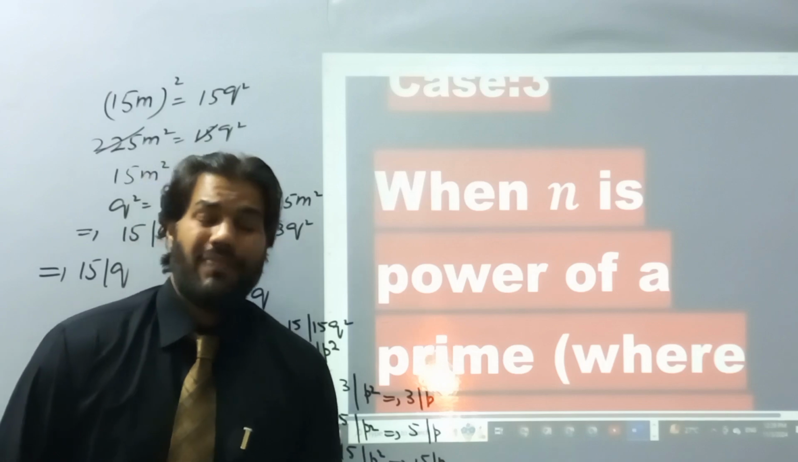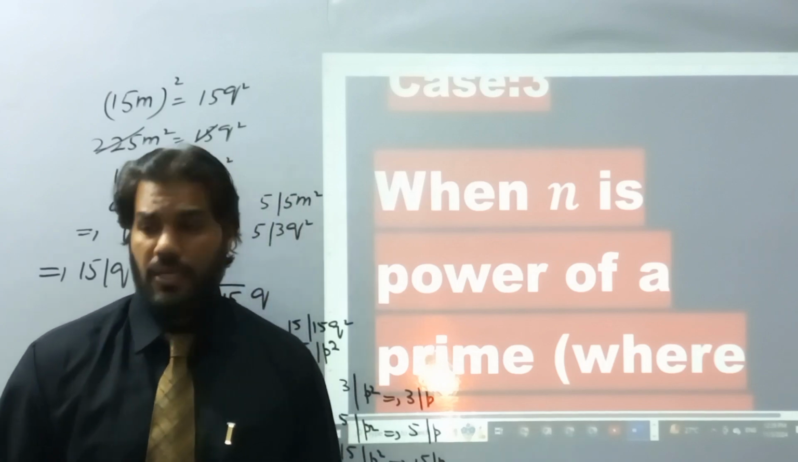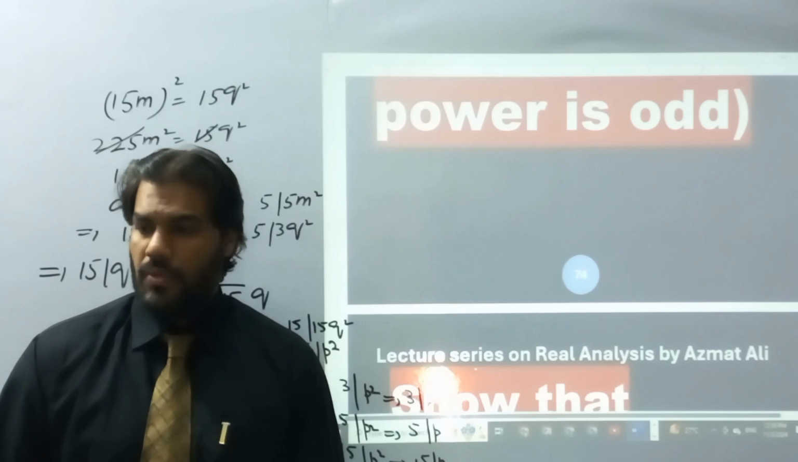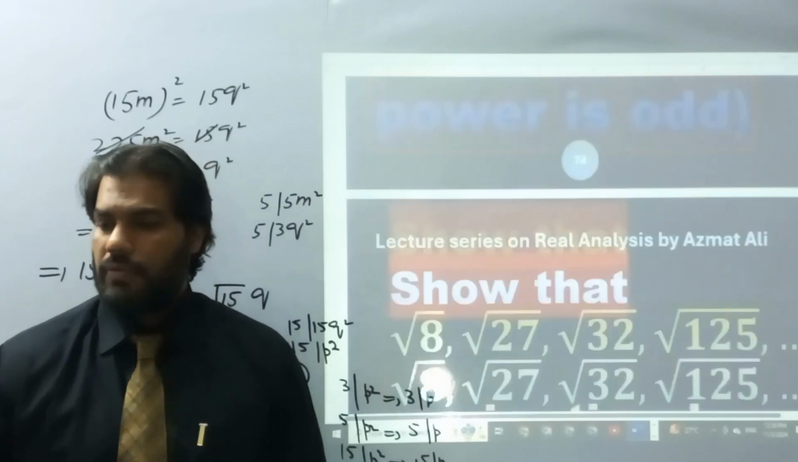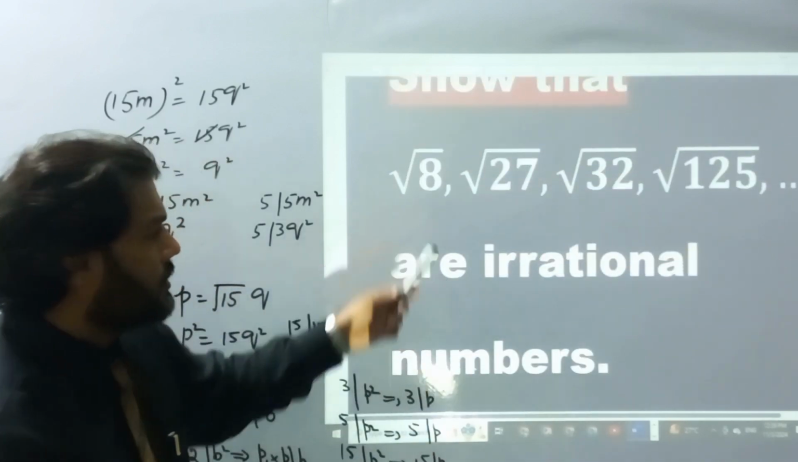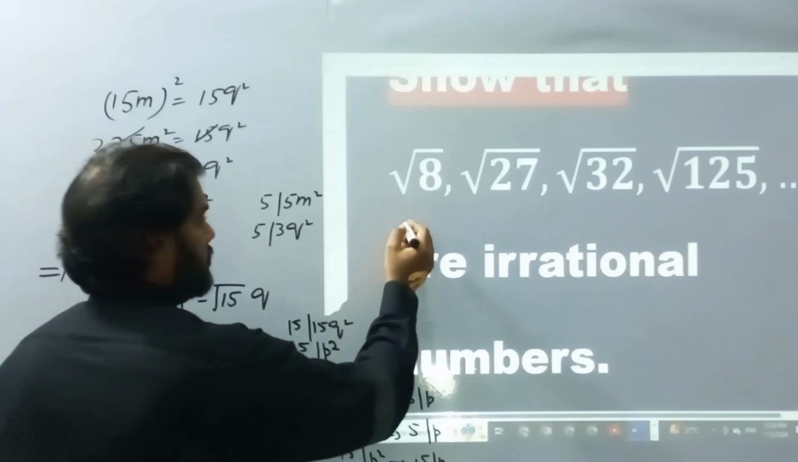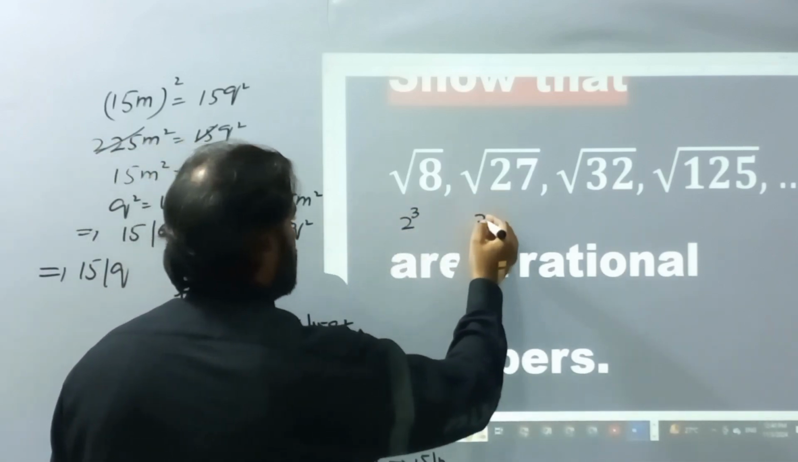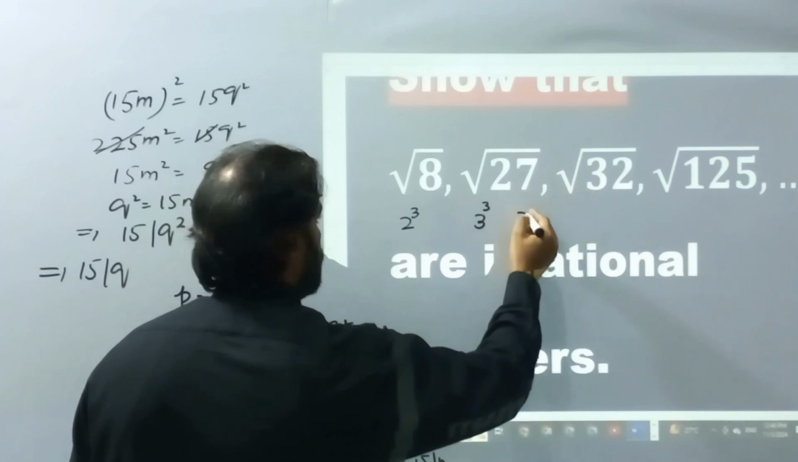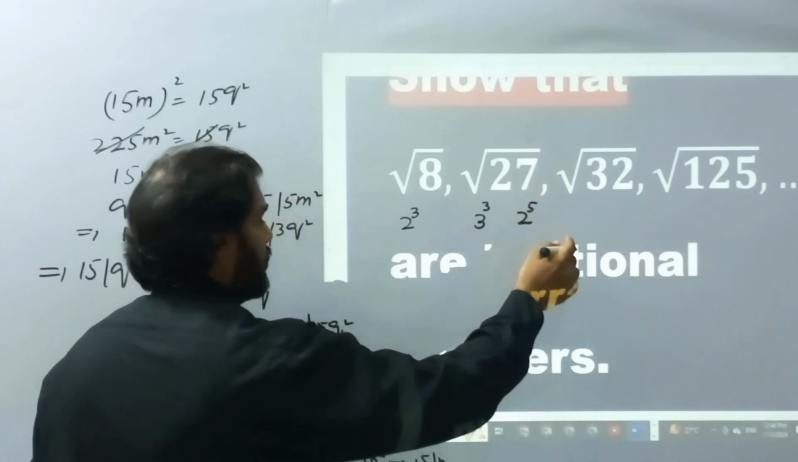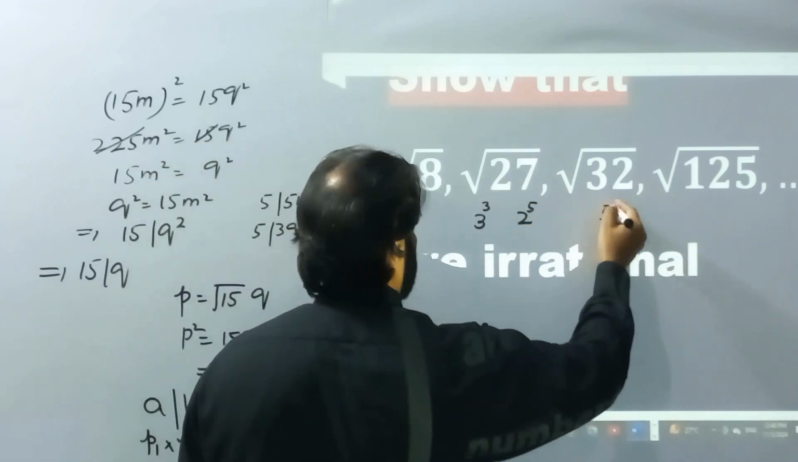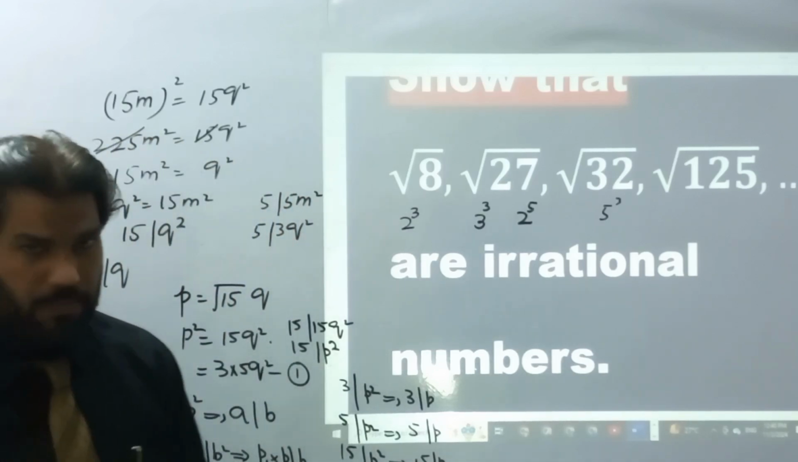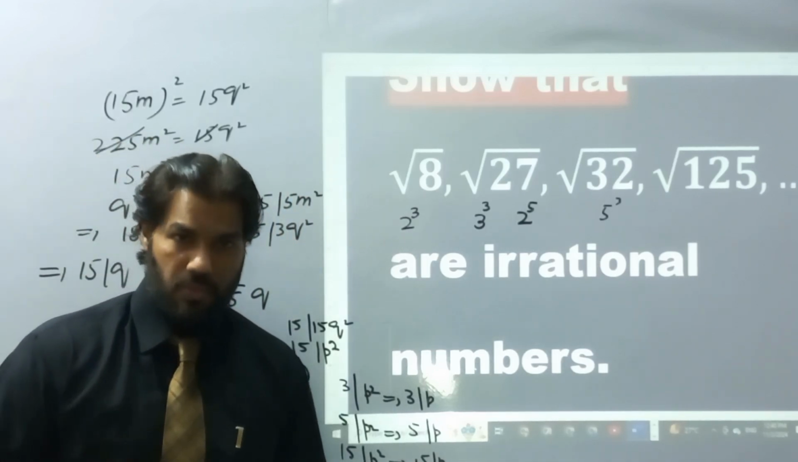Case number 3, when n is a power of a single prime, but the power is odd. For example, here we will show that square root 8, this is 2 raised to power 3, 27, this is 3 raised to power 3, 32, this is 2 raised to power 5, 125, this is 5 raised to power 3. So all of these numbers are a power of a single prime, but the power is odd.